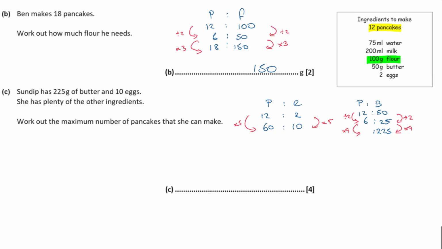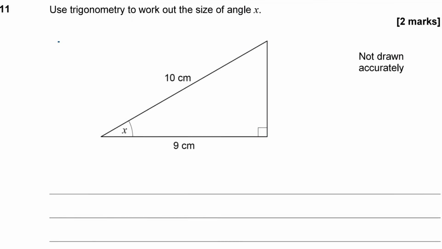that's 54. Okay, so I've got enough eggs to make 60 pancakes, but I've only got enough butter to make 54. So that's going to be the limiting one, isn't it? If I've got enough eggs to make 60, then I've got enough eggs to make 54. But if I've only got enough butter to make 54, then I don't have enough butter to make 60. So 54 is the maximum I can make then, isn't it? So 54.